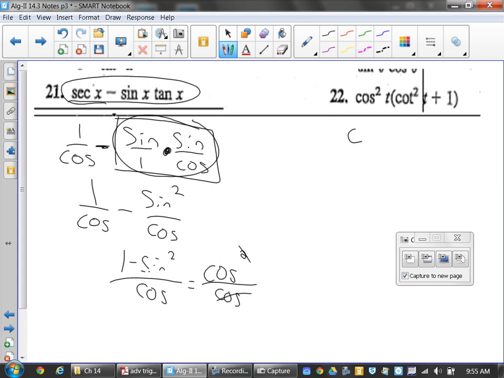On the other one here, you have cosine squared times what? Cosecant squared. Cosecant squared is the inverse of what? So it's 1 over sine squared, so you have cosine squared over sine squared, which is? Tangent squared.